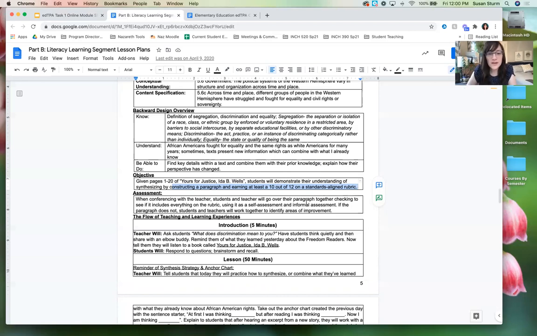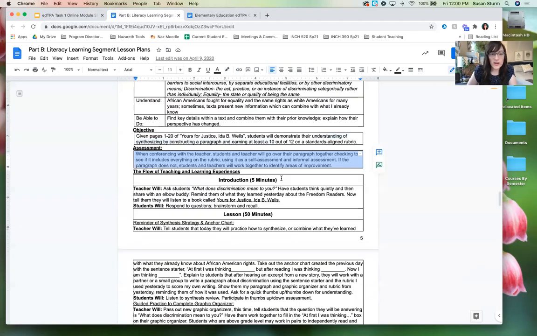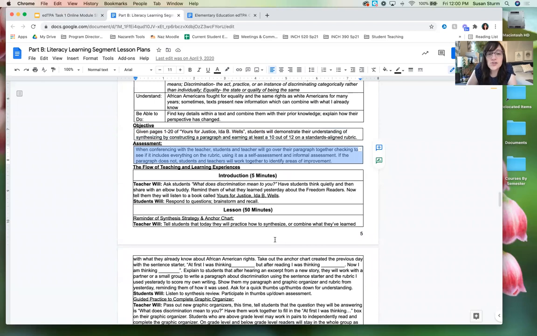The assessment, when conferencing with the teacher, students and the teacher will go over their paragraph together. So she is going to meet with them and she's going to help them self-assess with that rubric, and it's part of their informal assessment. So even though she's using the rubric, it's really done in an informal way, and her goal is to meet with all of the students to have a conference.